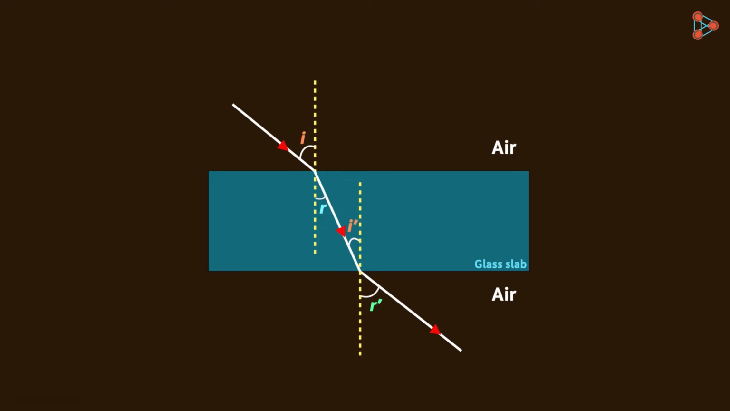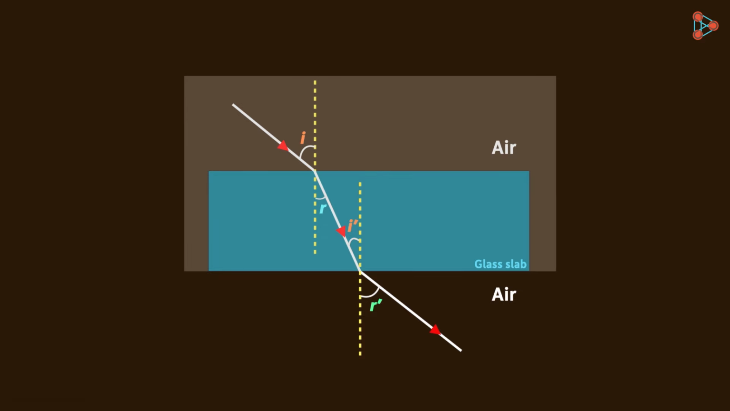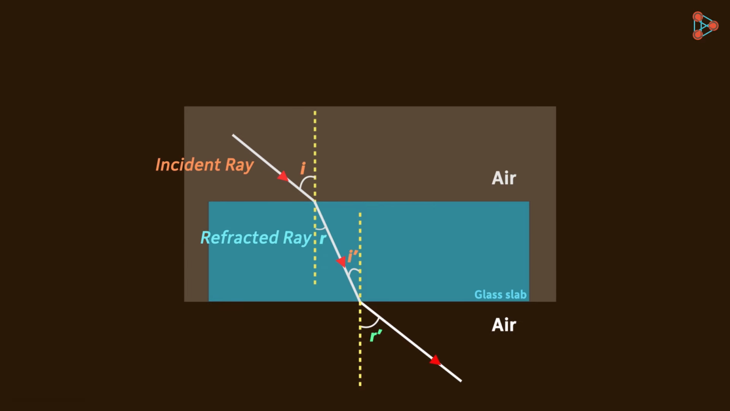Talking about the case when light enters at an angle, there is one more observation that we can make. Observe this part of the refraction. Observe the incident and refracted rays. We notice that the refracted ray is more towards the normal than the incident ray. When the light rays enter the glass from air, it bends, and it bends towards the normal.